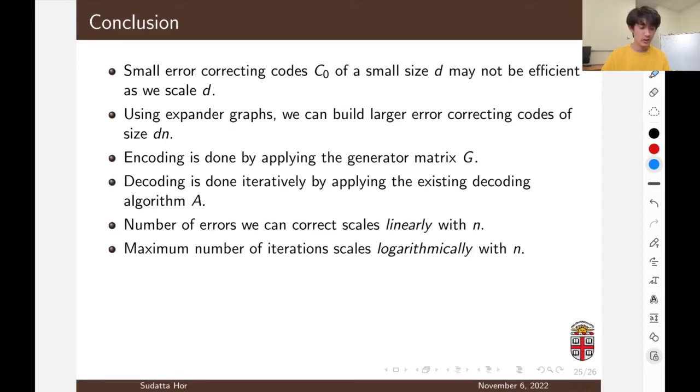And we notice that the number of errors we can correct scales linearly with n, while the number of iterations scales logarithmically with n.